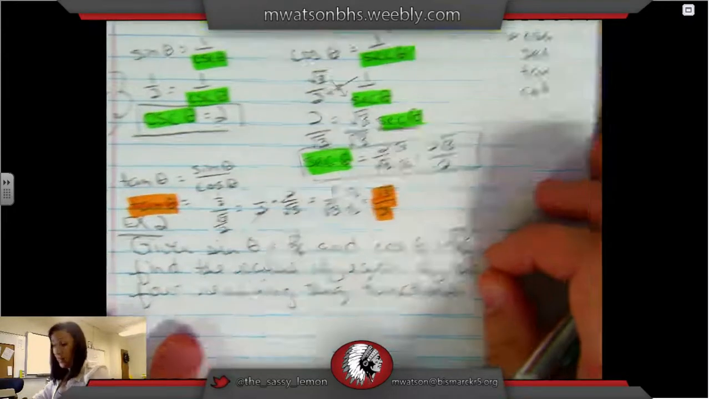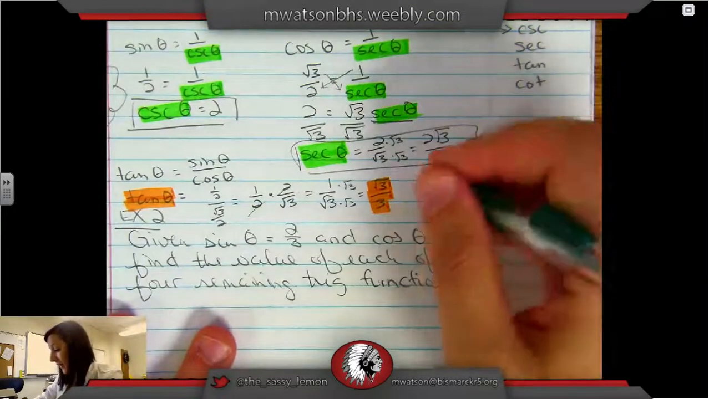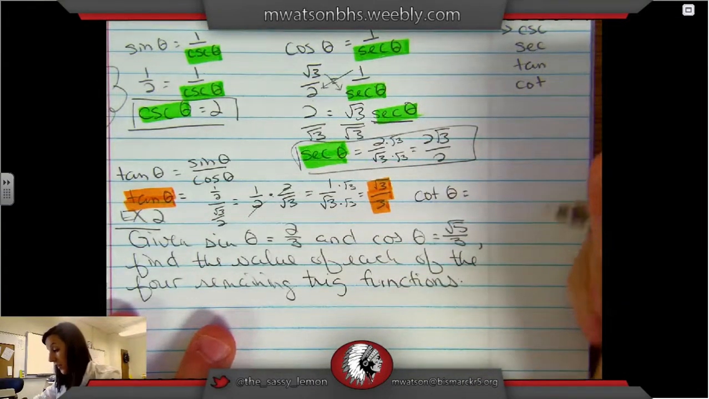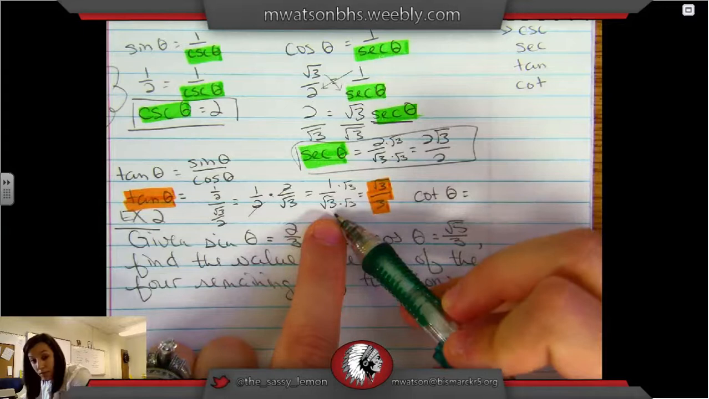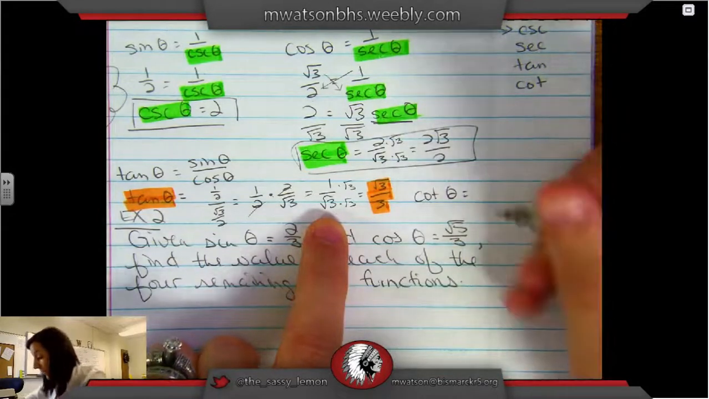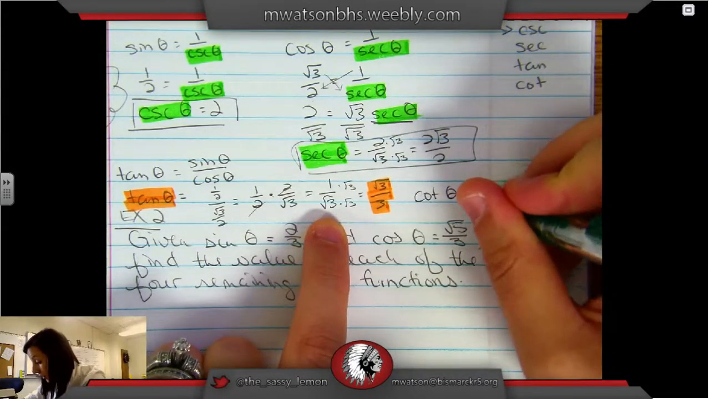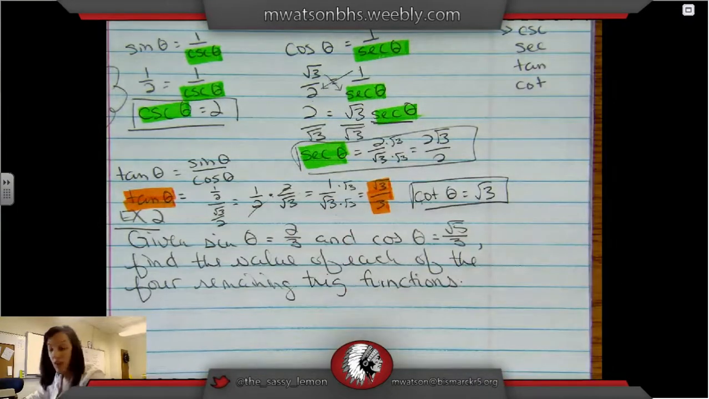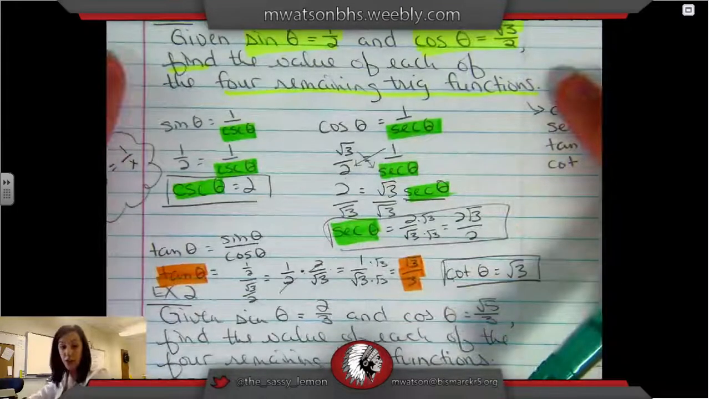And just to make it easy, because I'm out of room for my last one, cotangent of theta, I know that's a reciprocal of tangent. So I'm just going to go right here, flip this over before we rationalize, and we get square root of 3 over 1, which is just square root of 3. And there I've gotten all 4 of the remaining trig functions.